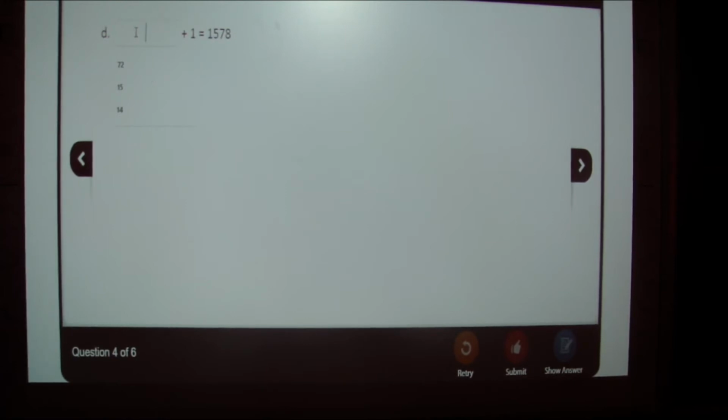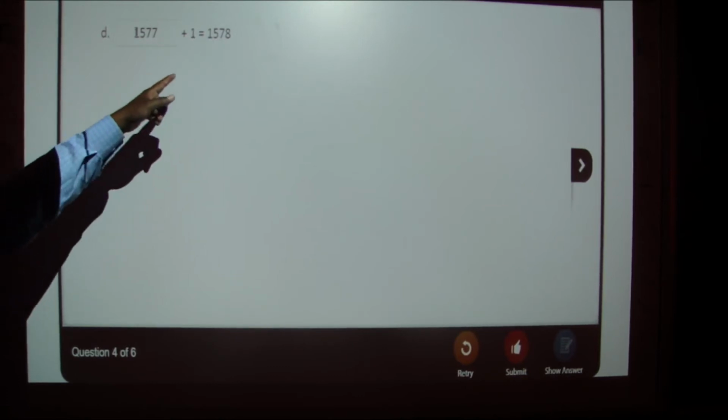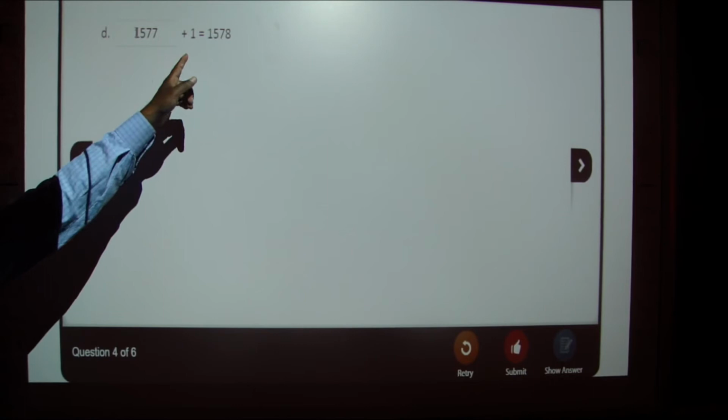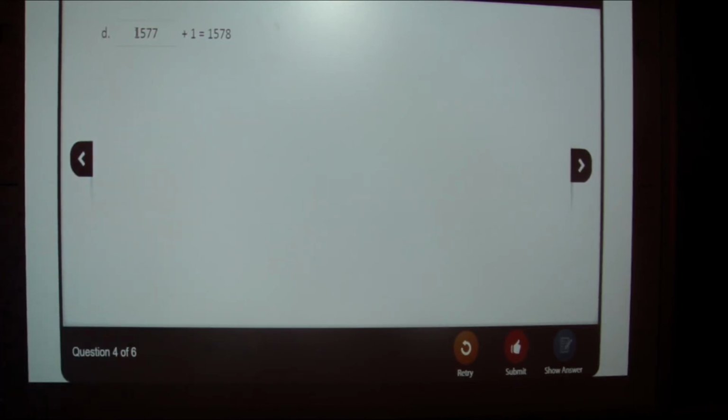Dash plus 1 is equal to 1578. Dash plus 1 is equal to 1528. It is a successor of 1577. So 1577 successor means plus 1 is equal to 1578. It is a successor property.